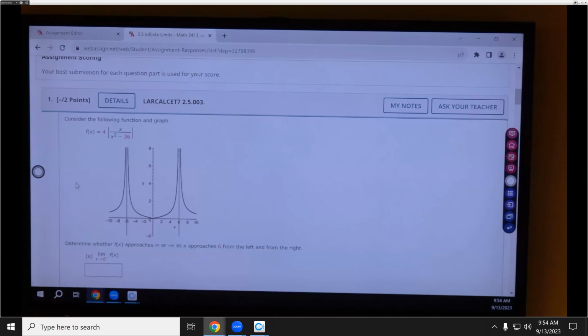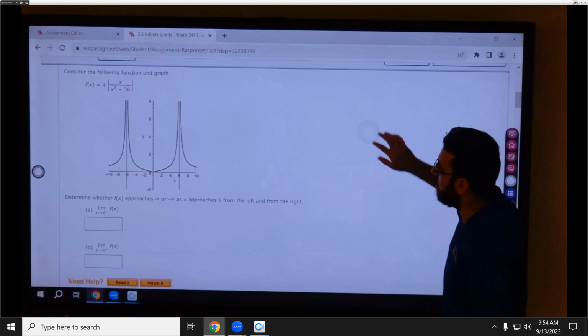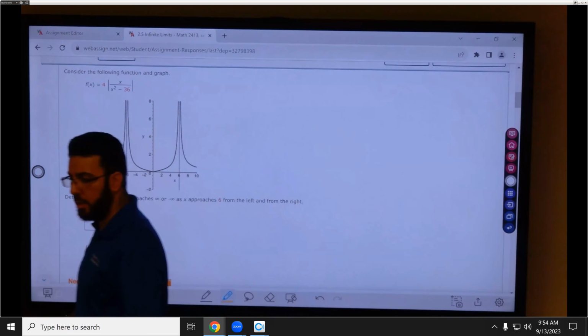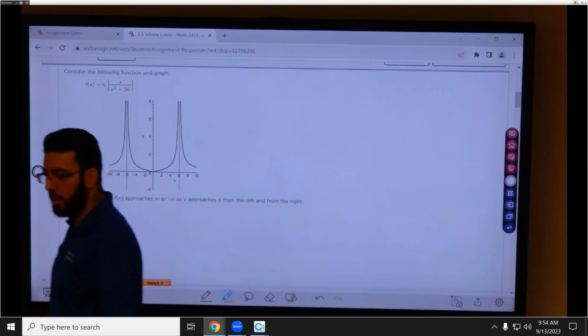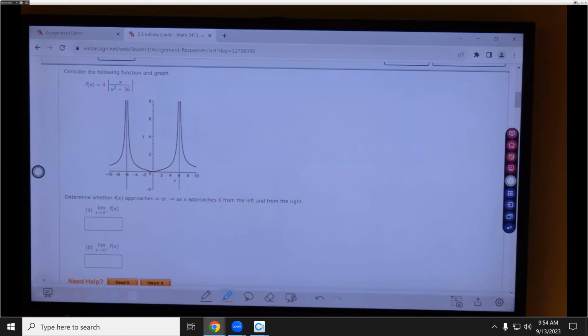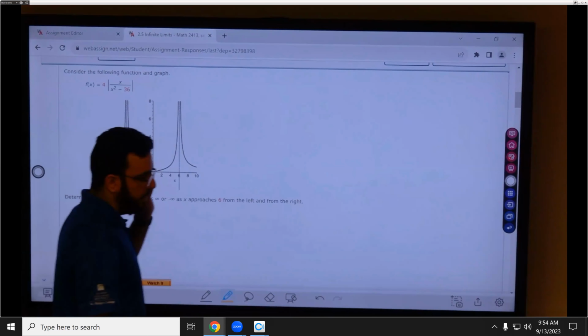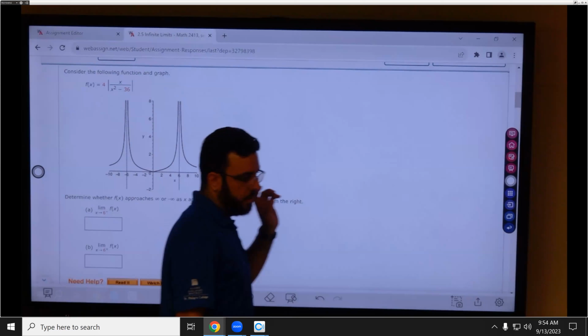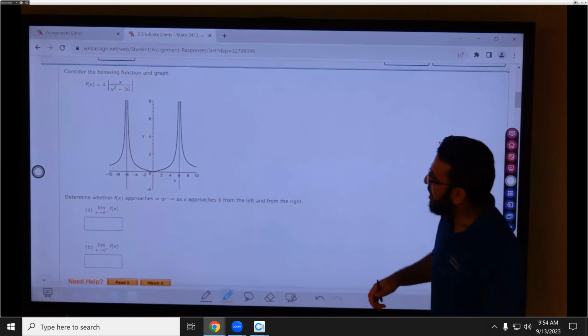So this is section 2.5. Let's check the first example. Again, it's the same thing, but now we're gonna take the continuous of the limit to the infinity. That's why it's called infinite limit, okay? We're gonna discuss the continuous here.